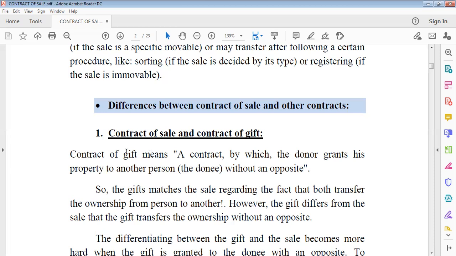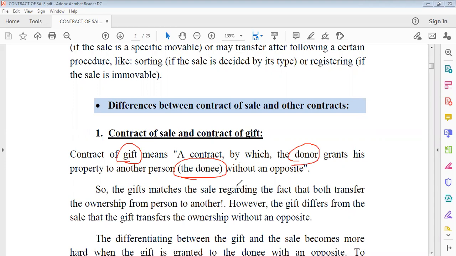So the contract of gift, or عقد الهبة, means a contract by which the donor grants his property to another person who is the donee without an opposite. So here we have to know that we have two parties to the contract of gift, at least two parties. The first party is the donor, الواهب, and the donee is the second party, and he is the one who is given the gift, الموهوب له. So we have two parties to this contract, at least.